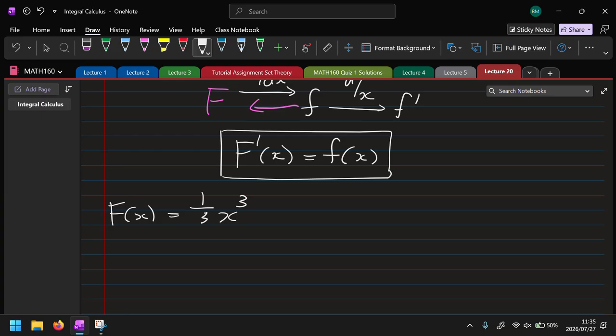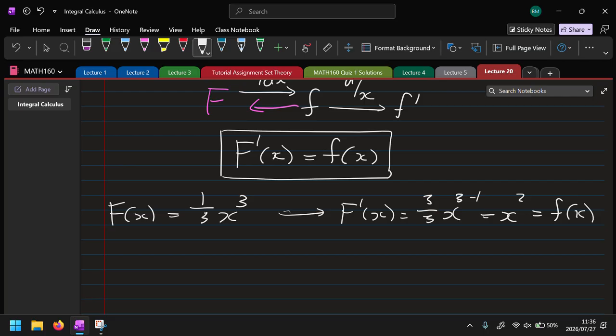So let's do the derivative here. To do the derivative, we take the exponent down and subtract 1. So taking the exponent down, we get 3 over 3, which is just 1. Taking away 1 from the exponent gives us 2. So F prime is going to be 3 over 3, x to the 3 minus 1. Just writing everything out, this is x squared, which is what we wanted.